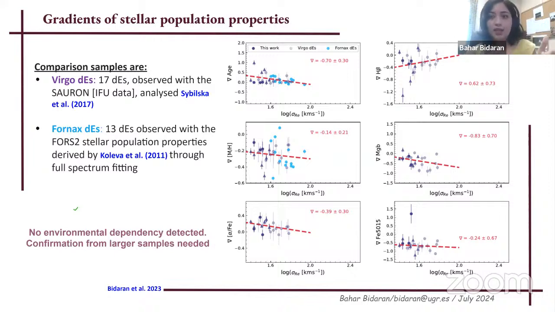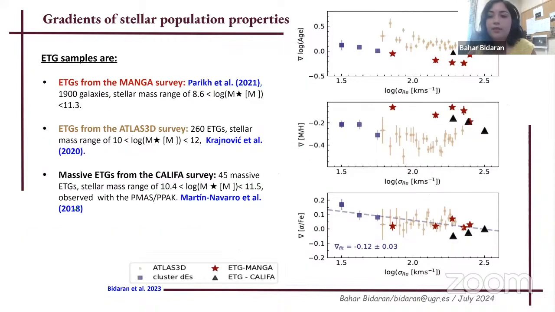But as I mentioned, this is based on very few dwarfs. So we need larger samples in order to confirm this. And let's compare this with more massive galaxies, early type galaxies. The upper 2 panels are a mess, especially in terms of metallicity. And this is because different studies use different methodologies in order to derive the stellar population properties. And that results in really different values.